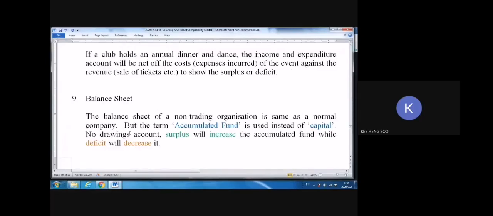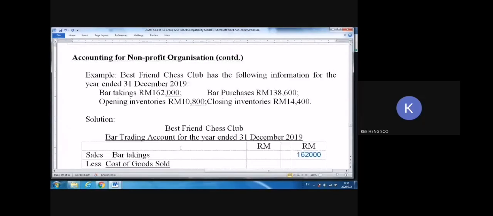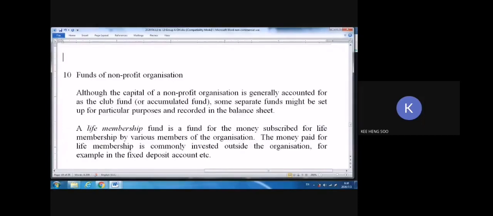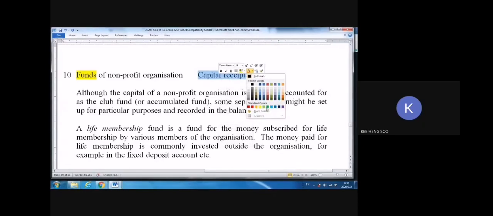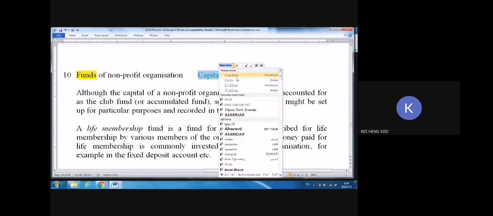Balance sheet is your statement of financial position. Okay, now this is the part that I stopped last week. I told you that this is a fund. Fund is called capital receipt. Use your pencil, jot down there. It is called capital receipt. It's not income. That means we receive the money, but you cannot record it as income. You record it in your statement of financial position.